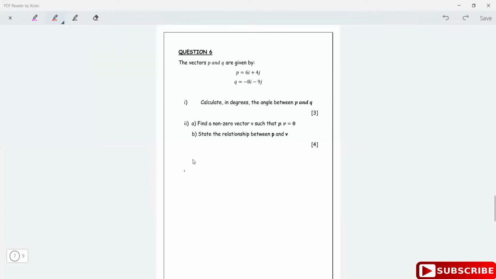So we need to find P dot Q. Vector P is 6, 4. This is 6, 4 dot Q, where Q is minus 8, minus 9. That's P dot Q.